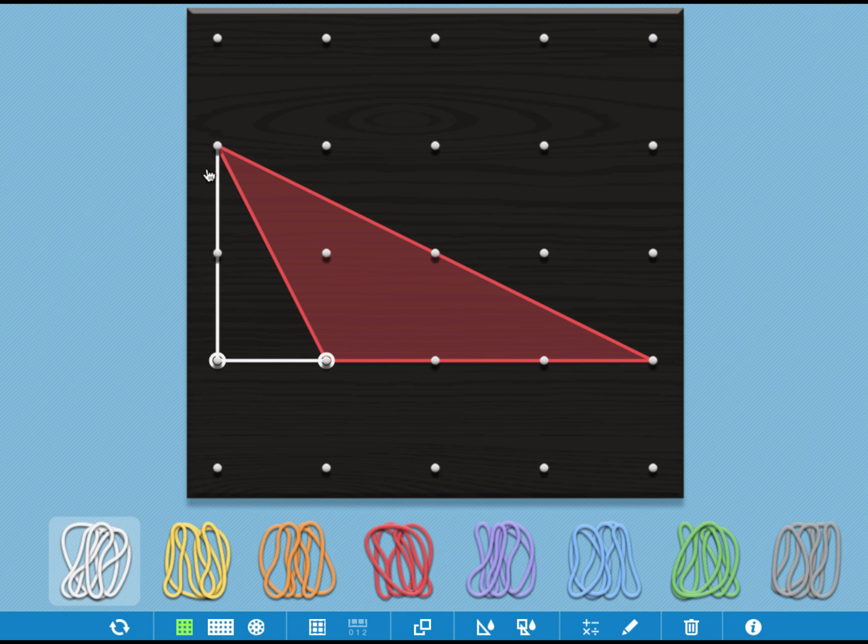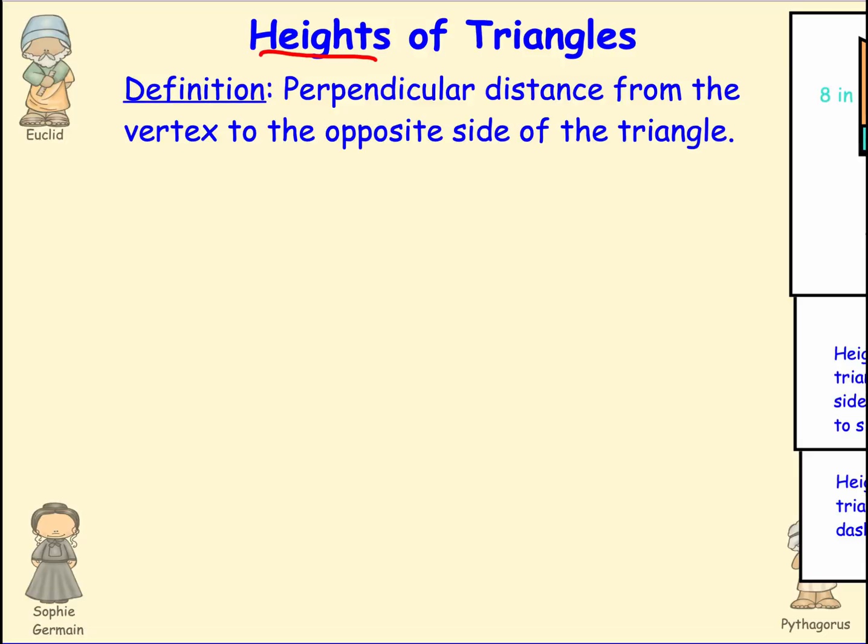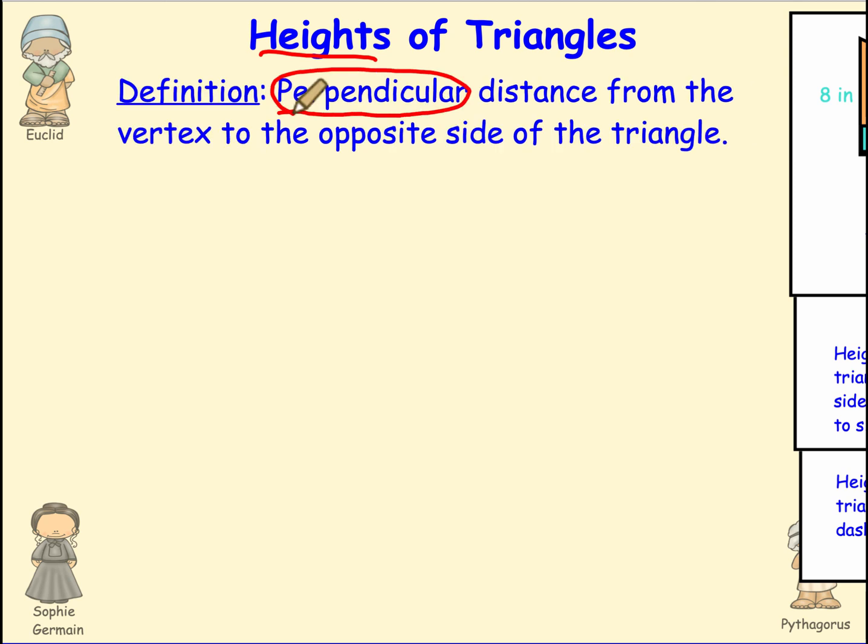So in this triangle, our height would be 2, and our base would still be 3, because this part isn't actually part of the triangle. But this tells us how tall the triangle is when we measure it from perpendicular length. Okay, so again, the definition of a height of a triangle is it's the perpendicular distance, which means it makes a 90-degree angle, from the vertex to the opposite side of the triangle.